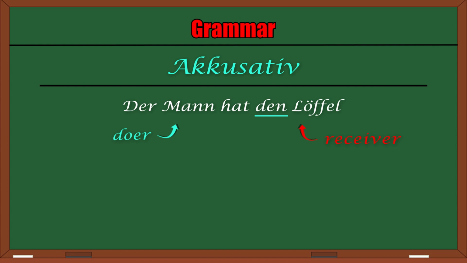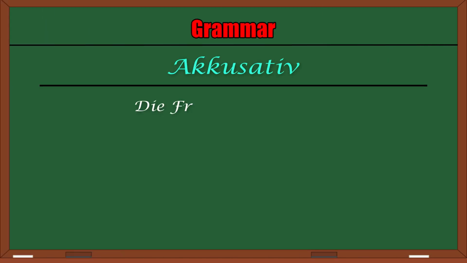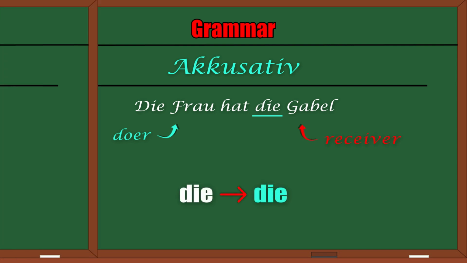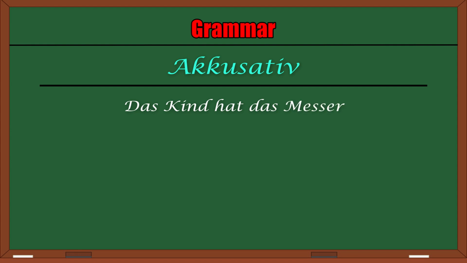What happened to der Löffel, you're asking? Der changes to den for the accusative case. Now listen up. Hört gut zu. The next one I'm going to look at is a feminine word. Does that change? Die Frau hat die Gabel. No change. And the next one. Das Kind hat das Messer. No change. So then the only one that changed between the nominative and the accusative was the masculine one. So that makes it quite simple. So it's no big deal, no need to panic.